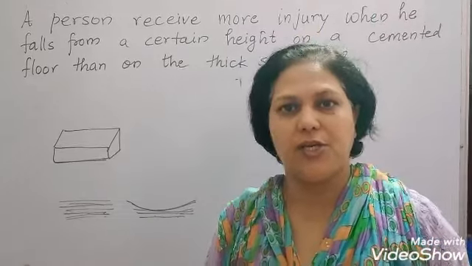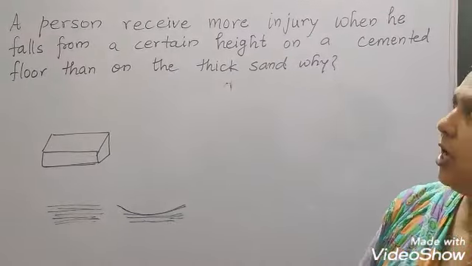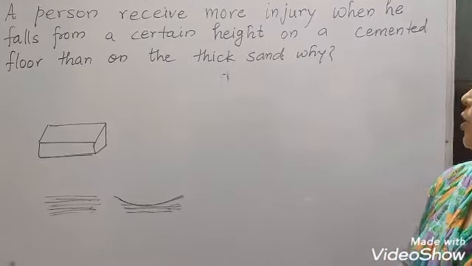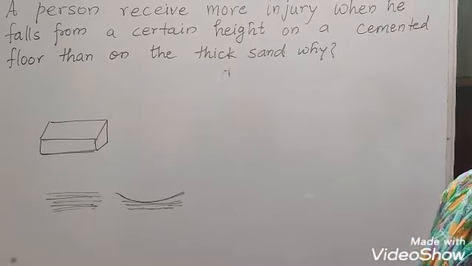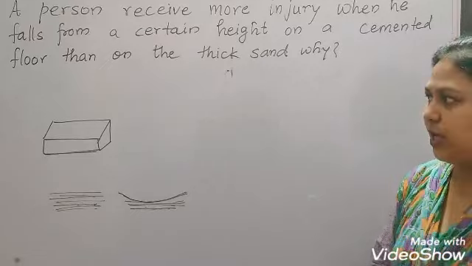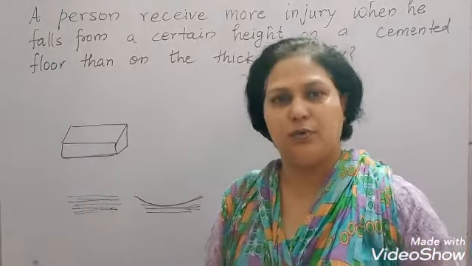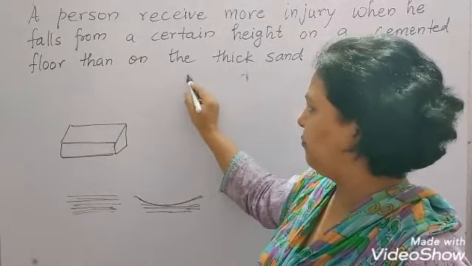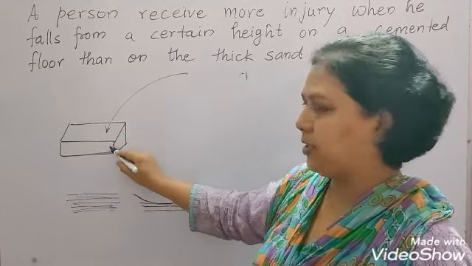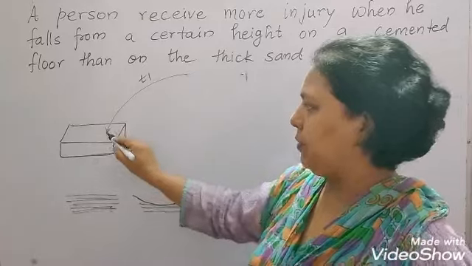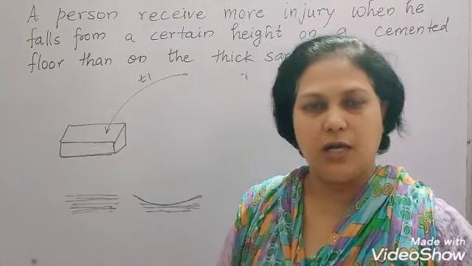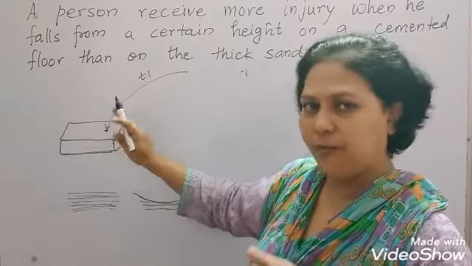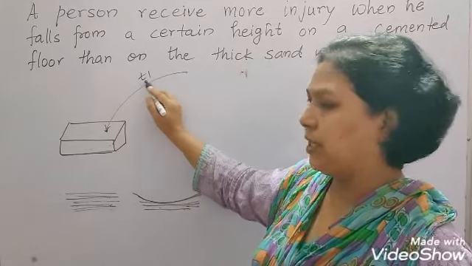Another practical application of Newton's second law of motion is that a person receives more injury when he falls from a certain height on a cemented floor than on thick sand. Why does this happen? We can explain this phenomenon by Newton's second law of motion. If a person comes from a certain height and falls on the cemented floor, the time taken is t1, and because the cemented floor is very hard and not compressible, the time taken will be less here, and he has to stop in the upper layer itself.